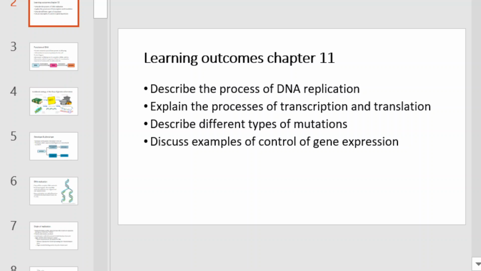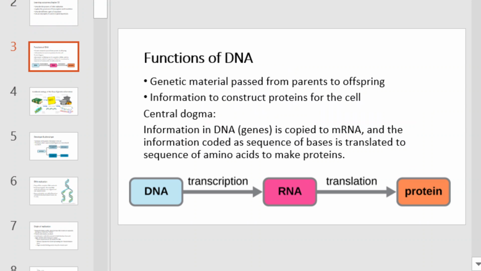Learning outcomes for Chapter 11 include being able to describe the process of DNA replication, explain the process of transcription and translation, describe the different types of mutations, and discuss examples of control of gene expression. We begin today by looking at DNA.